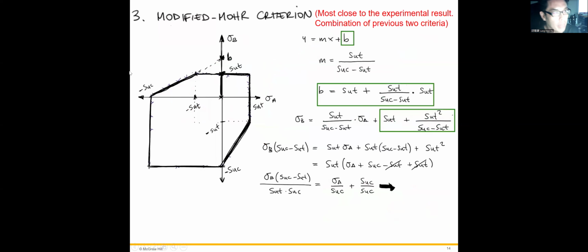And the third failure criteria for brittle materials is the one closest to the experimental results, combining the previous two criteria. We define the ultimate tensile stress and ultimate compressive stress, and then we plot a hexagonal shape.